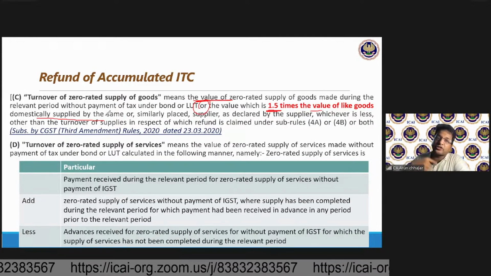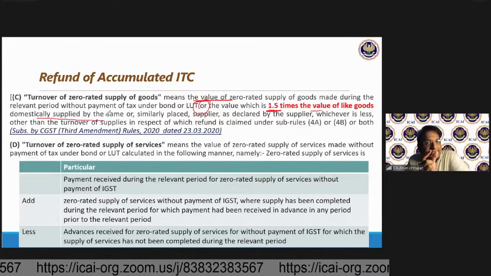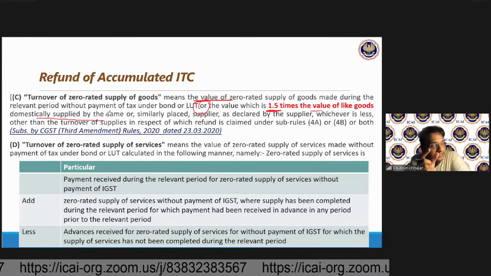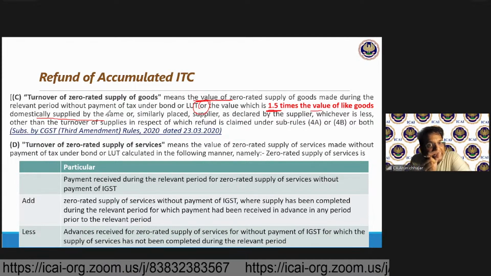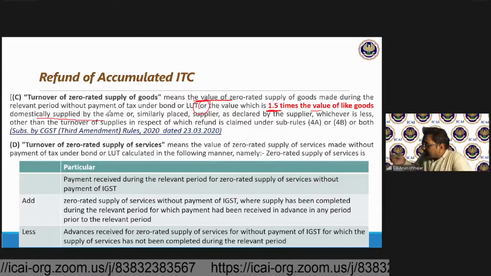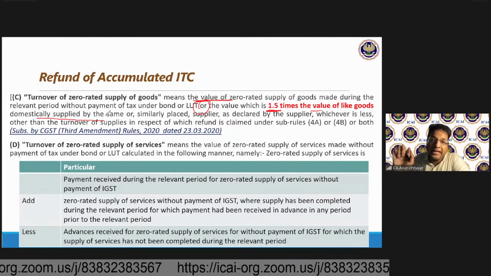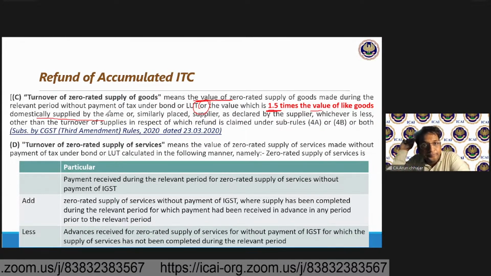It means suppose I am exporting goods. Let's say I am doing the export of rice. I am able to make the export at 500 rupees per kg. But actually, when I am making the supply within India, the same goods is being supplied at rupees 100 per kg.